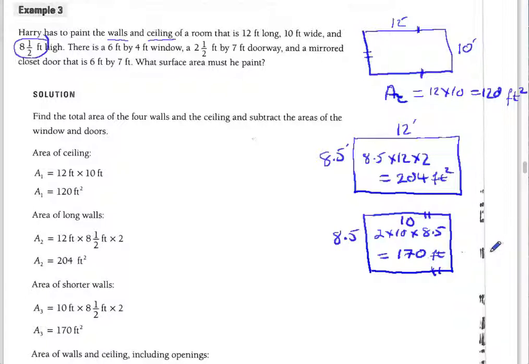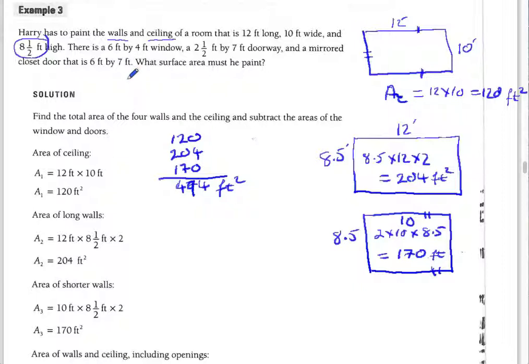So now we'll add up all three. The ceiling, 120. 204 for the two large walls. 170 for the two small walls. What is that total? 494 square feet. However, some of that's taken up by the window, the doorway, and a mirrored closet. So we're going to subtract that.